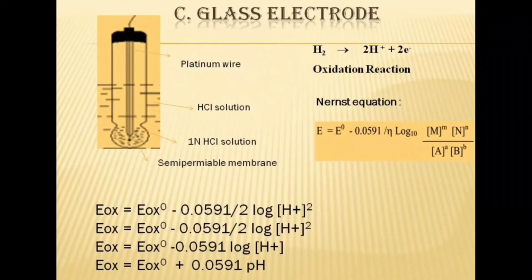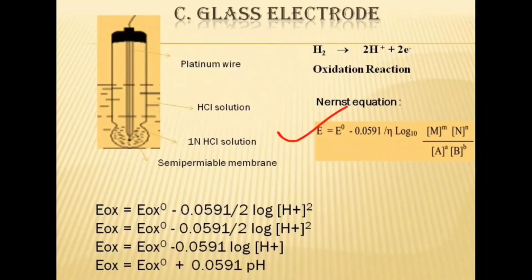Now how does it work? Here H+ ions are present. So these H+ ions come out from the semi-permeable membrane, whereas H+ ions from the solution get in through the semi-permeable membrane, and thus a potential is developed across this bulb. This is the principle of the glass electrode. So here the oxidation reaction occurs as H2 gives 2H+ plus 2 electrons, that is, the number of electrons involved in the cell reaction is 2.